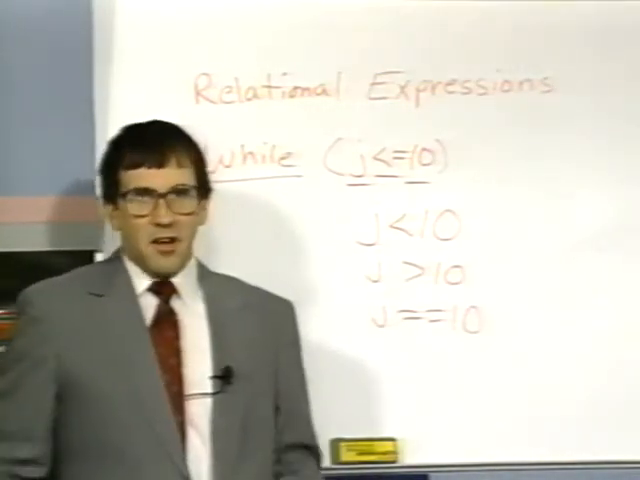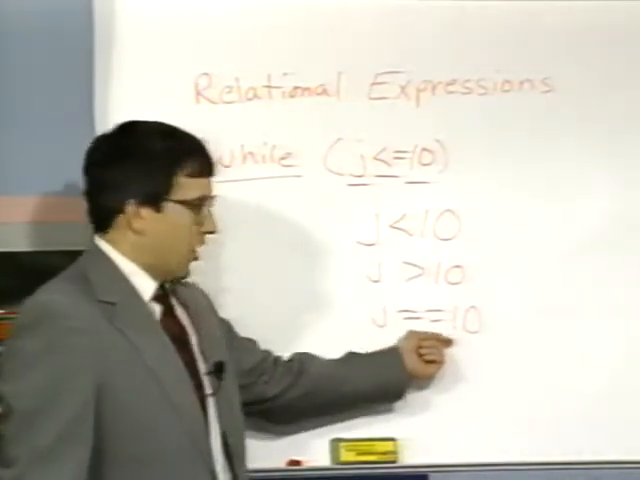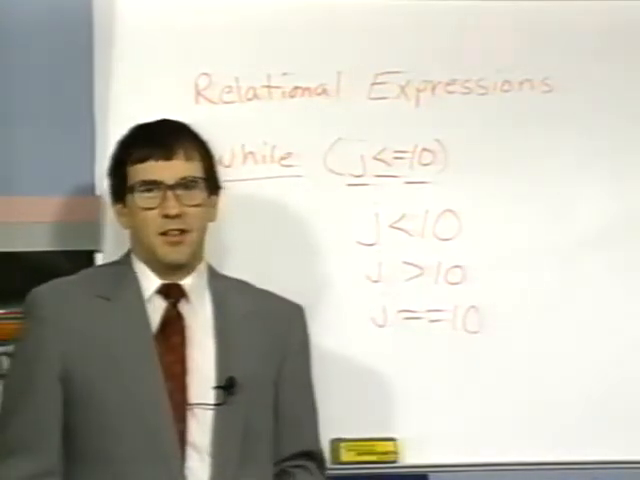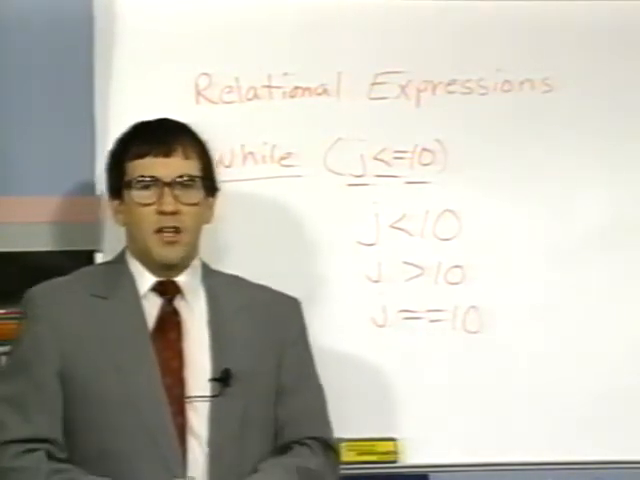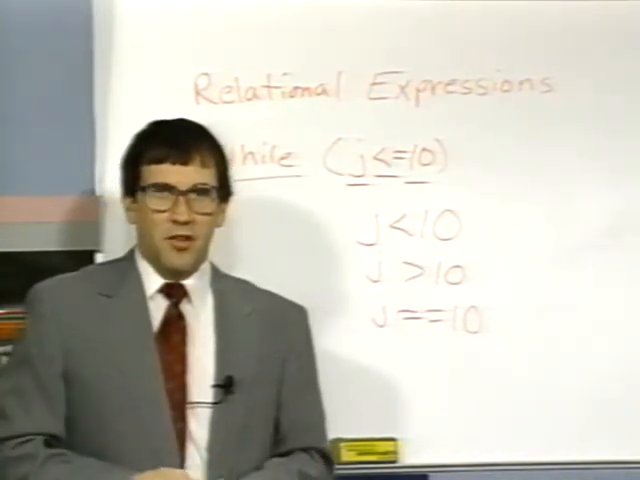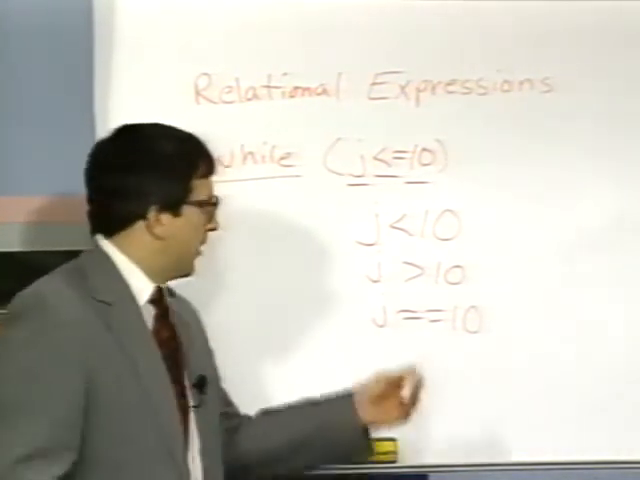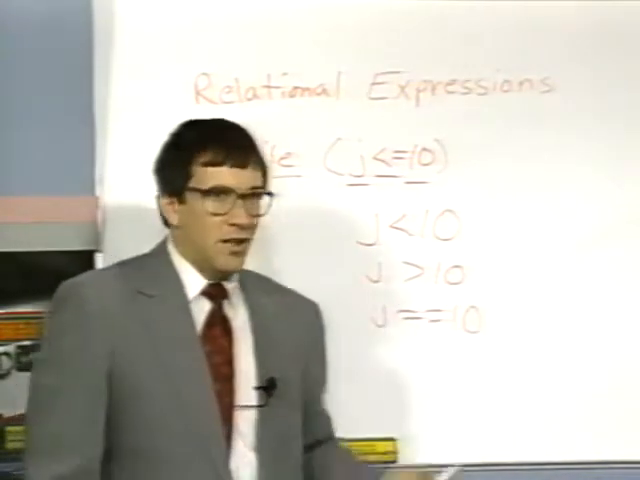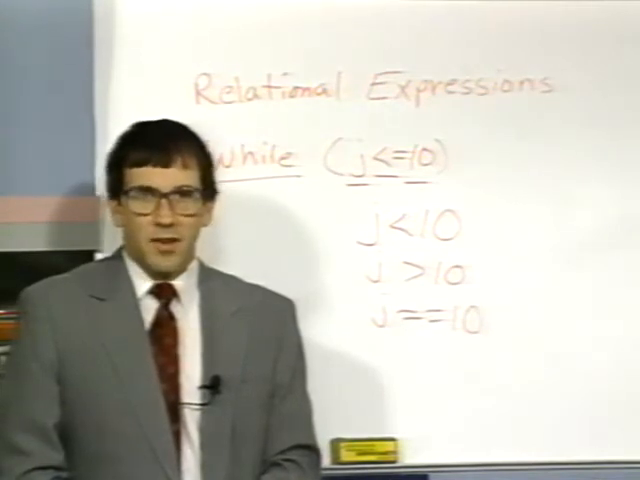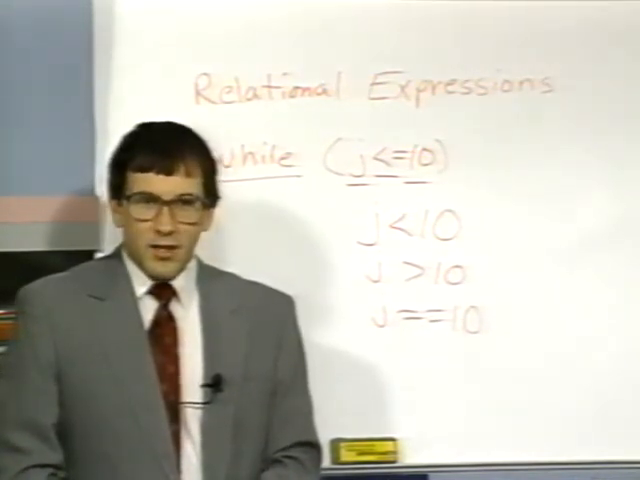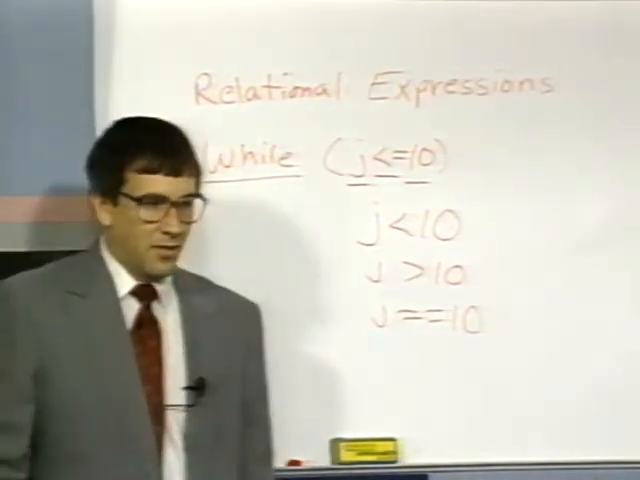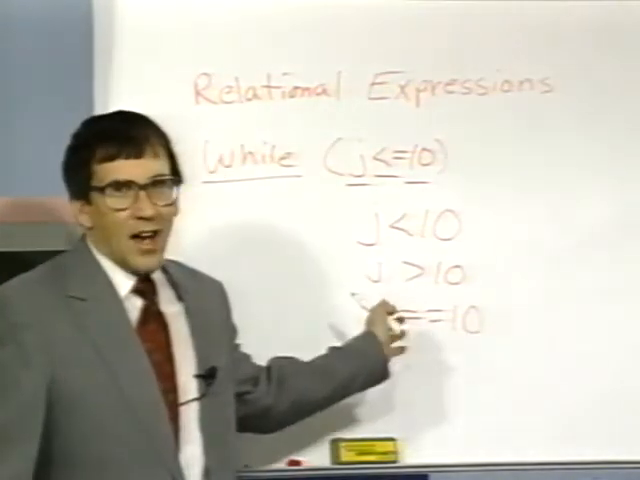Now this is something very important. When I said j is equal to 10, I put two equal signs in here. If you only put one equal sign in there, the result will always be true, and this is not what you want in your program. Be sure and put two equal signs for equals in a relational expression. If you don't do that, you won't get an error message, but you will get the wrong answer. This will save you possibly hours.